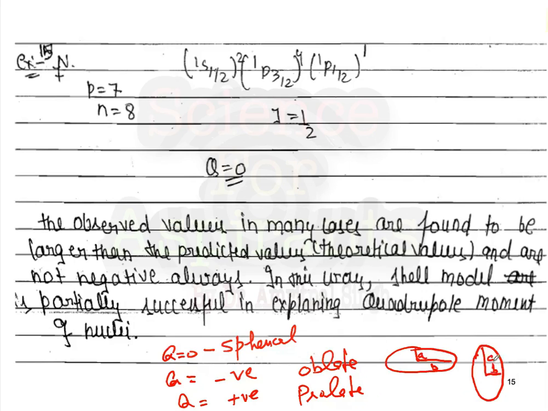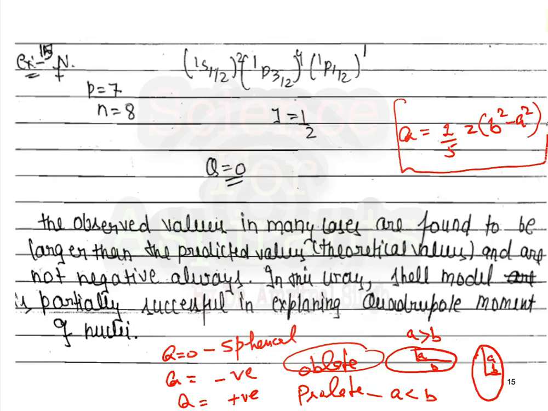So if the major axis is greater than the minor axis, then we generally consider it an oblate nucleus. And if the major axis is less than the minor axis, then generally we consider it a prolate nucleus. And we can also find the quadrupole moment from these major and minor axes. One of the formulas to find the quadrupole moment is something like this as well.